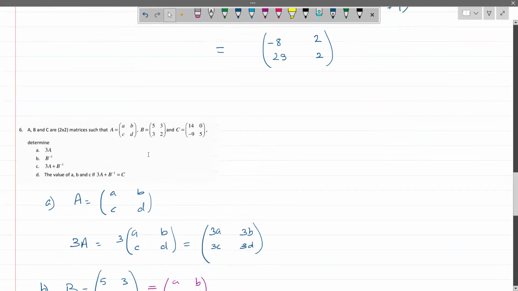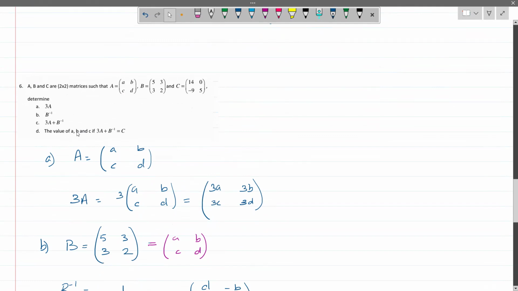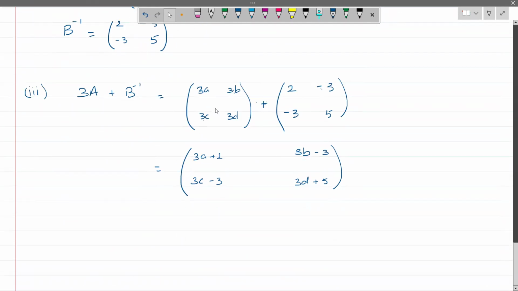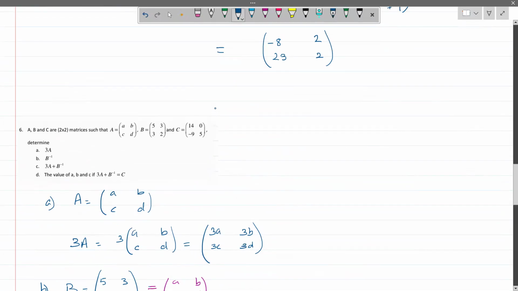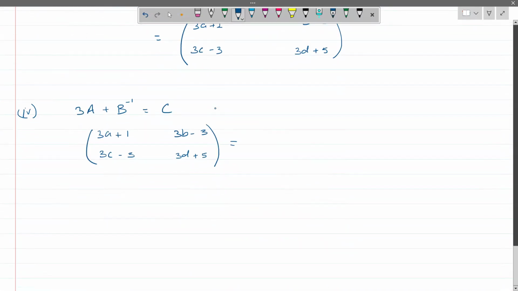Now they're going towards equal matrices. They want us to find the values of a, b, c, and d if 3A plus B inverse is equal to C. So what we just worked out for part C, which is 3A plus B inverse, is equal to C. We will need to put that matrix, [3a plus 2, 3b minus 3; 3c minus 3, 3d plus 5], equal to the matrix C. And the matrix C is [14, 0; -9, 5].